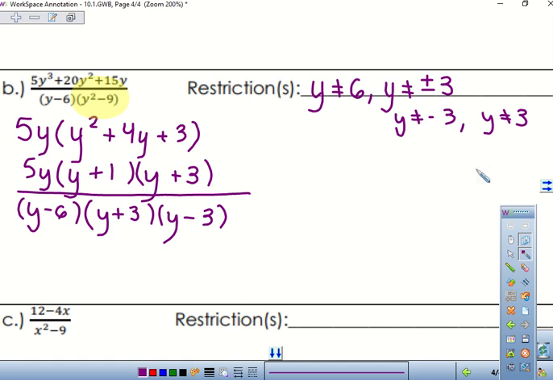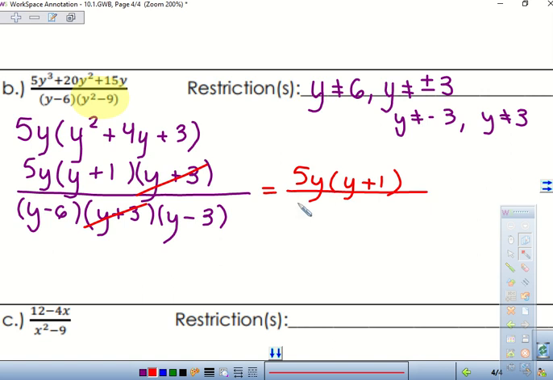Everyone good with that? All right, now from here we want to cancel out anything we can cancel out, which is what? Good, the y plus 3, and that's all we can do. Any questions about that? All right.